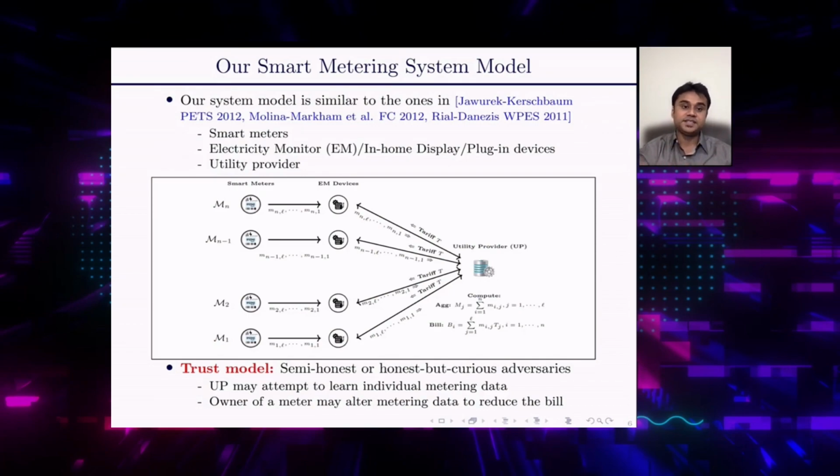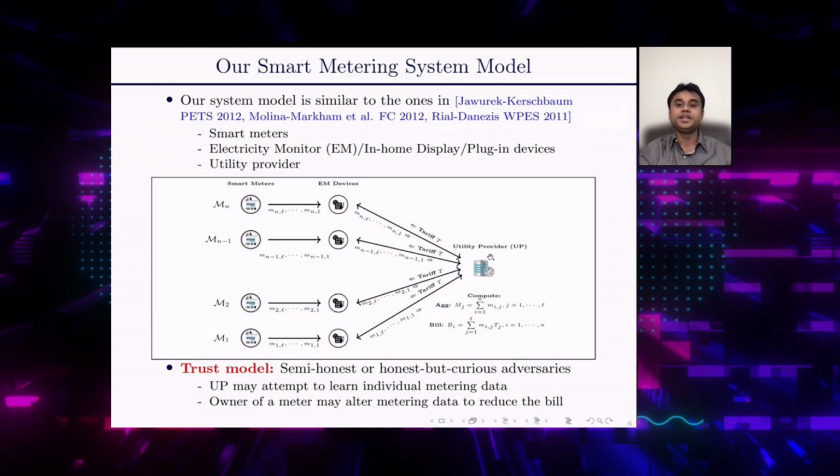There is an electricity monitoring device at the home, which is connected to the smart meter, and that displays the current energy consumption as well as the billing. The third entity is the utility provider, which collects data from the smart meter and uses it for various purposes. In this work, we consider two fundamental tasks. One is smart metering data aggregation, and the other is tariff-based billing.